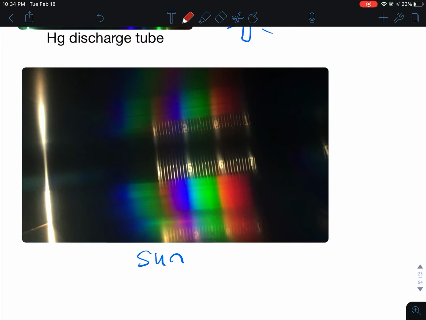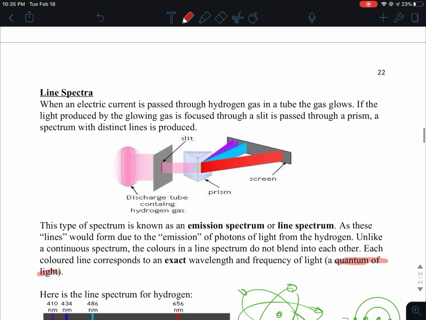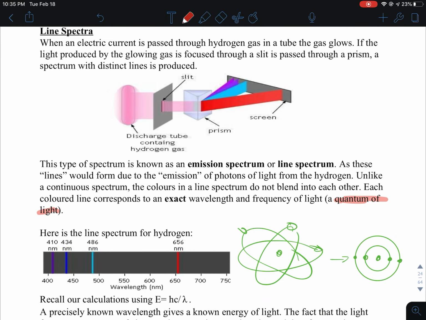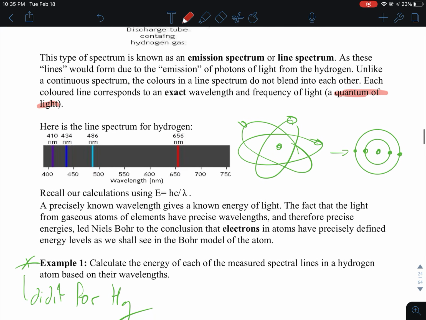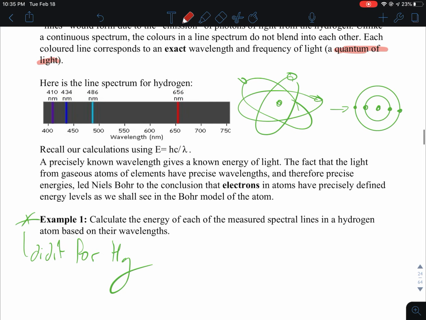Here's the sun spectrum. You can see it's a continuum. I didn't quite get as good a spectrum as I was hoping, but that's okay. This is called a line spectra, or an emission spectrum, or an emission fingerprint. Each of these lines is unique to that element. Sometimes elements will have lines that are very, very close to each other, but they will never have the same exact pattern. And this is where we moved from Rutherford's original model to the Bohr model.